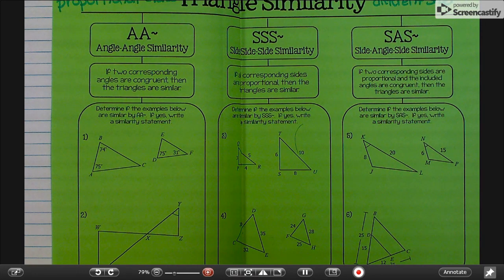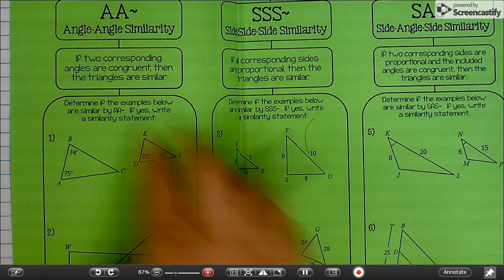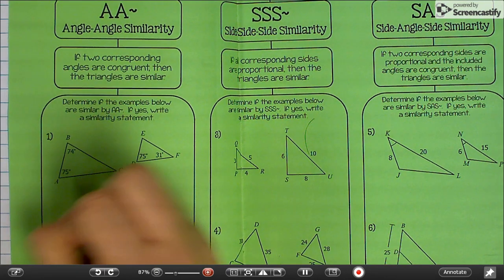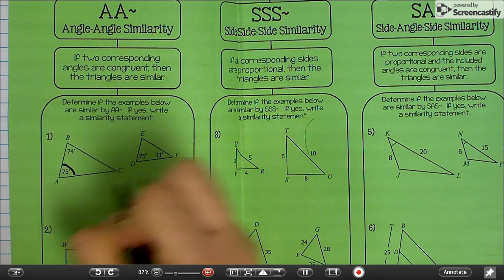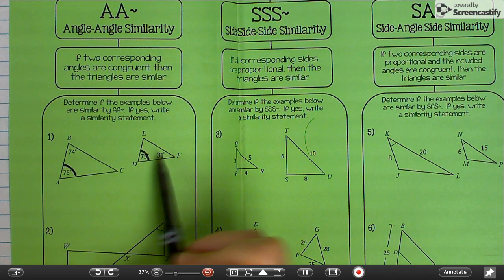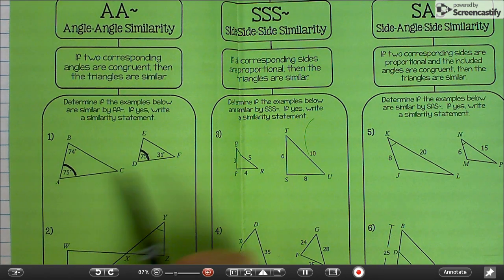So if we're looking at angle, angle, all we need are 2 corresponding angles that are congruent. So if we look at number 1, we have this angle 75 is congruent to that angle. That's one set of corresponding congruent angles. And then we have 2 more angles, but we don't know if they match yet.